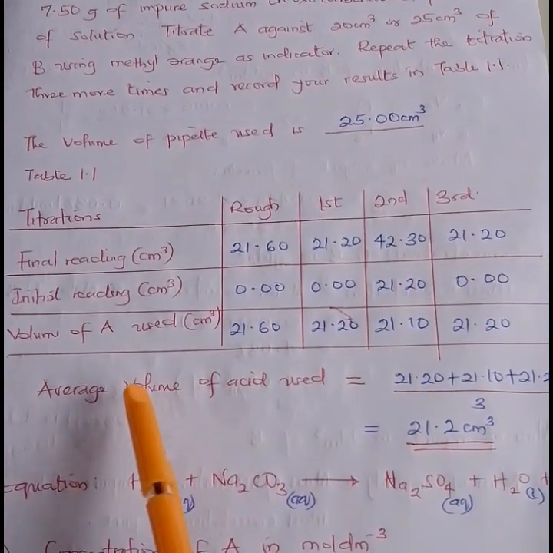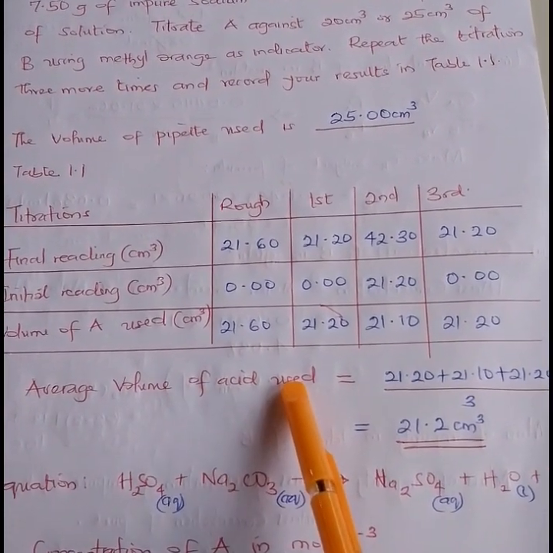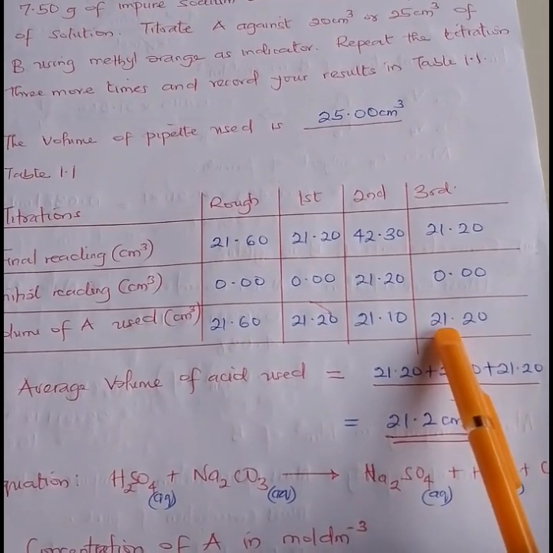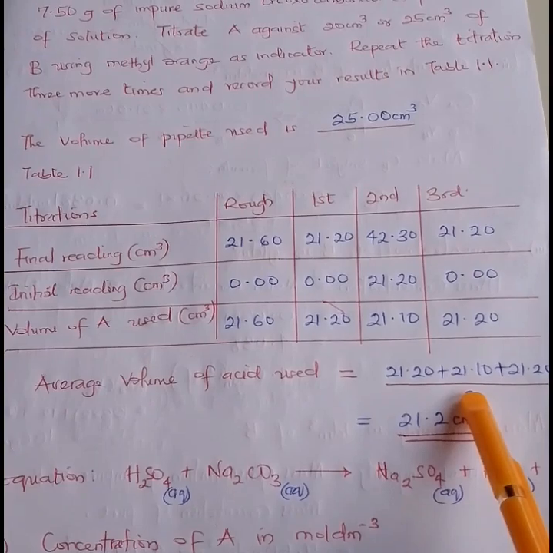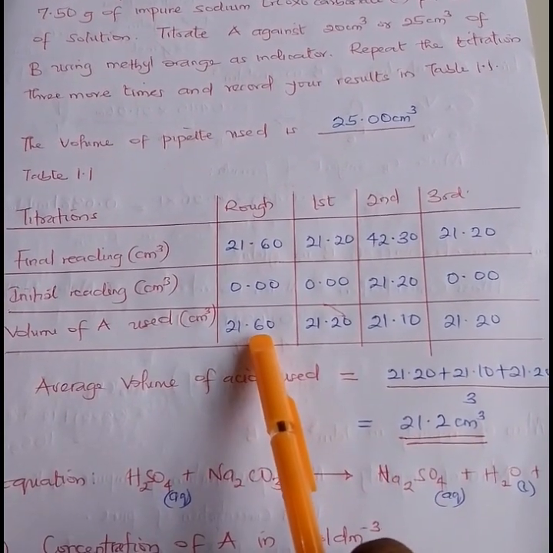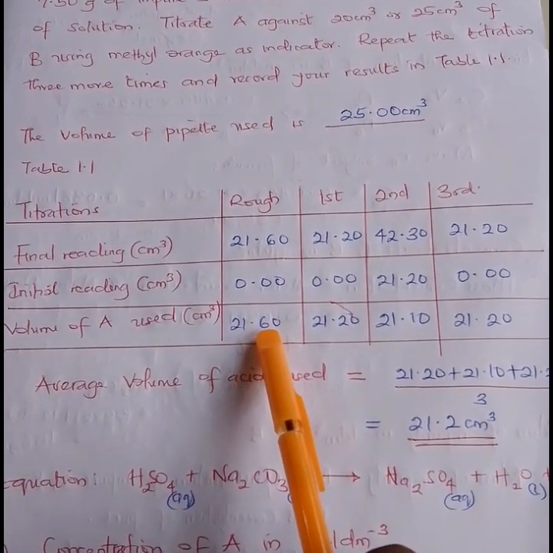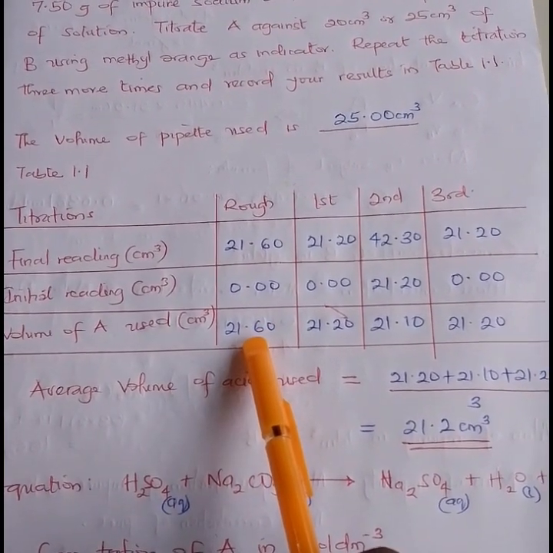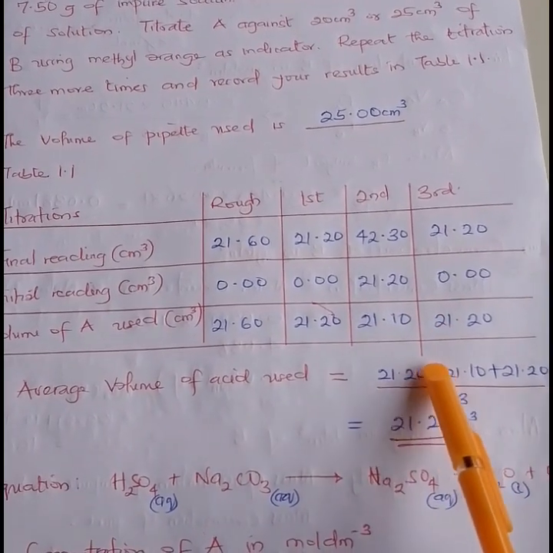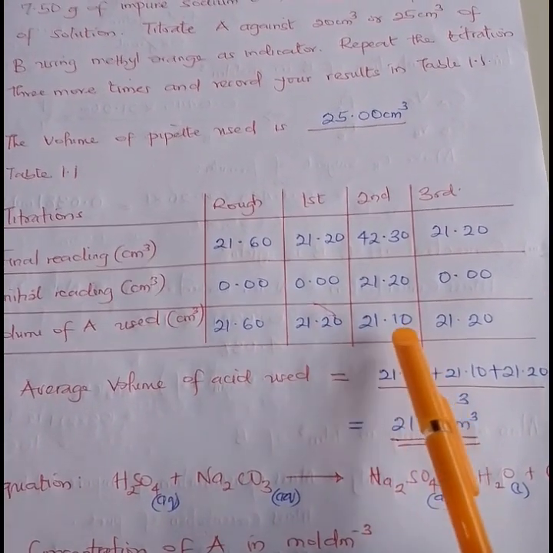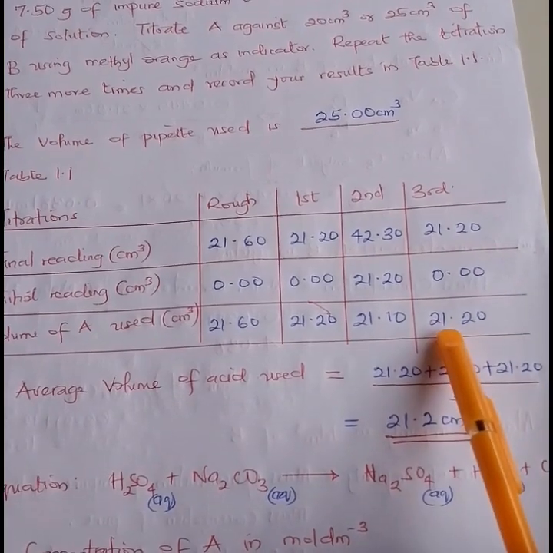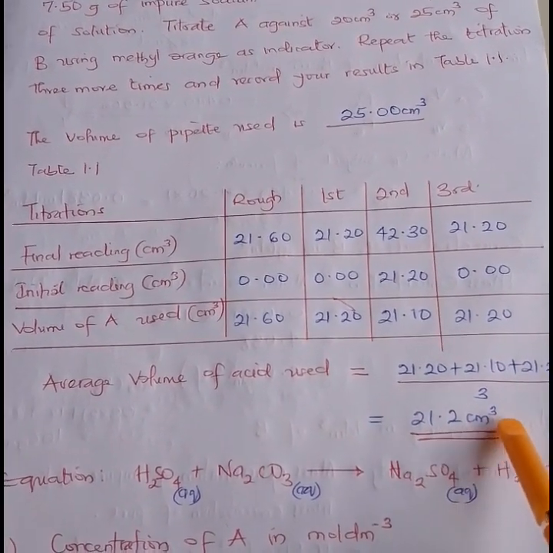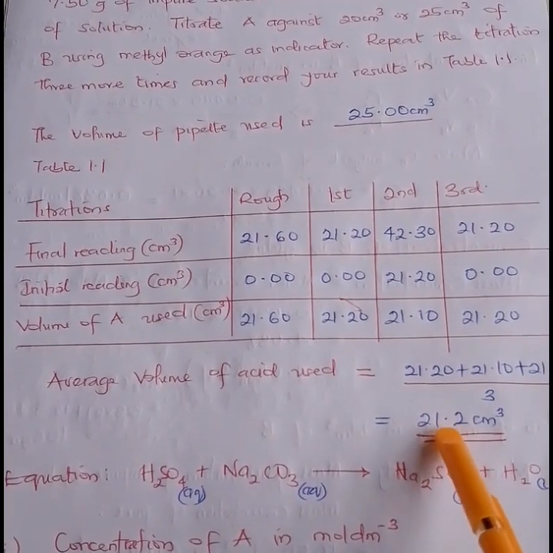Now to calculate the average volume of acid used, we add the first, the second, and the third titre value, and we divide by 3. We are not including the rough titre, because of impurities, because of some contamination. So the rough titre is not included. So you had 21.20 plus 21.10 plus 21.20 divided by 3. Then we have 21.2 cm cube. This is the volume of acid used.